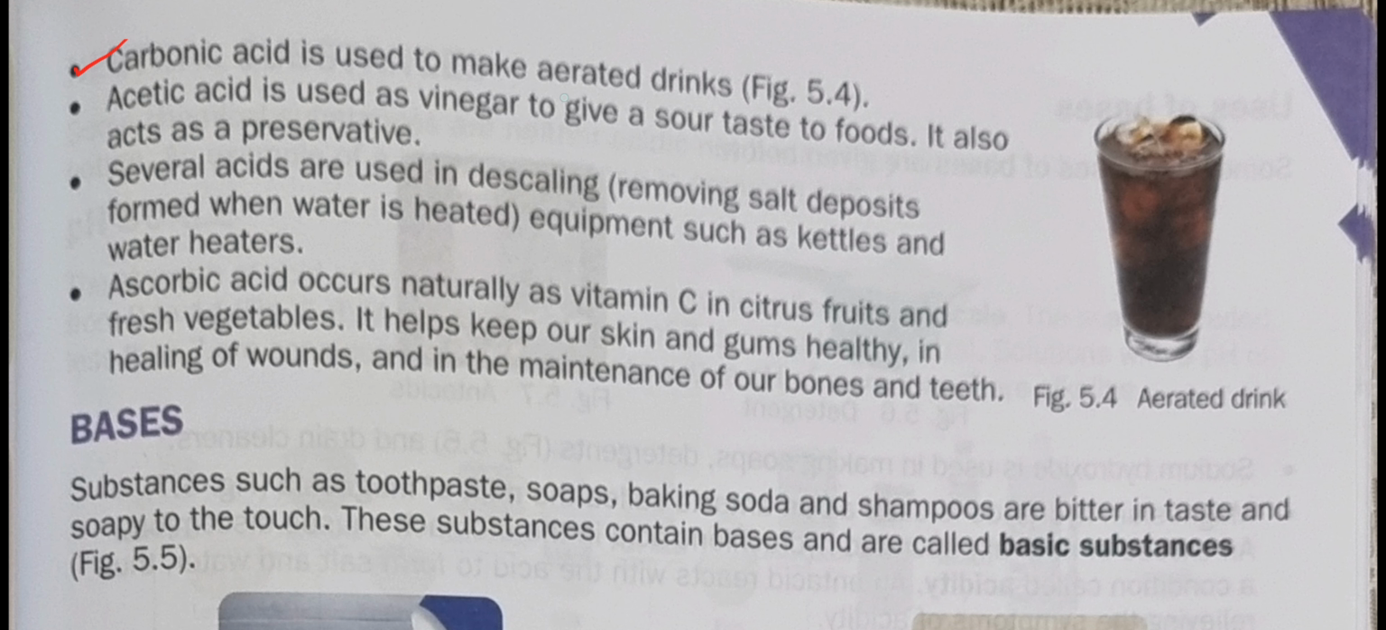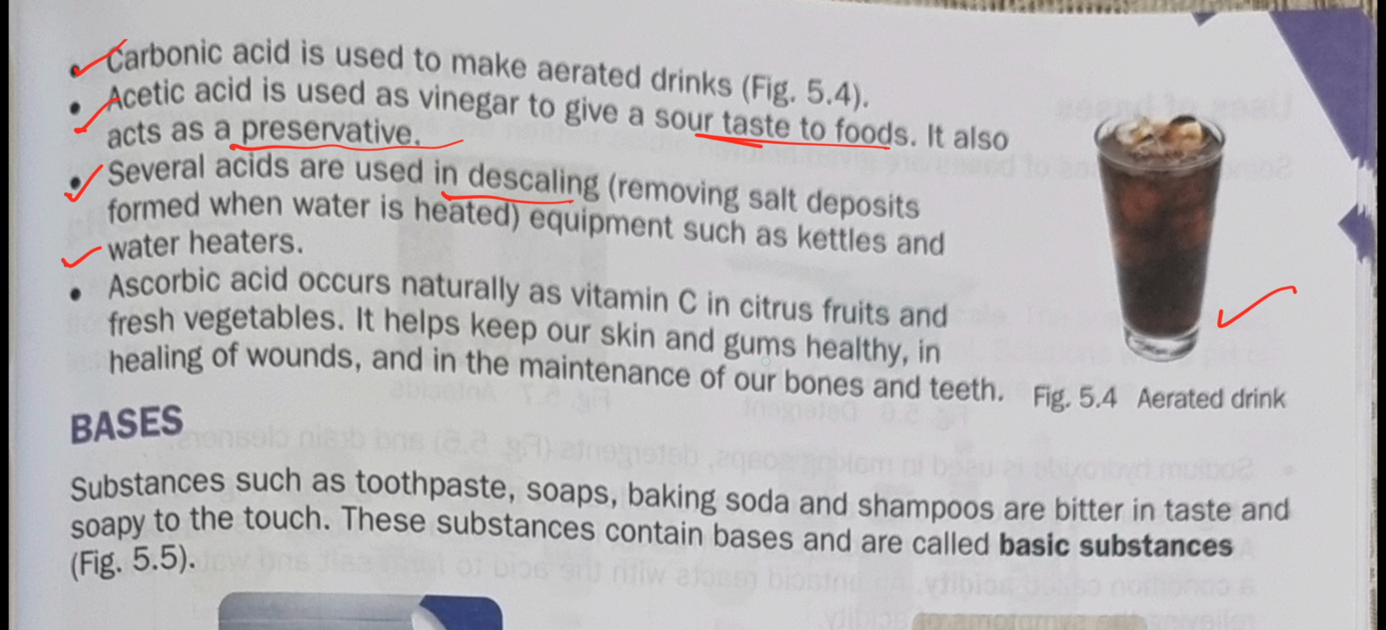Carbonic acid is used to make aerated drinks. You can see in this figure. Acetic acid is used as vinegar to give a sour taste to food. It also acts as a preservative. Several acids are used in removing salt deposits formed when water is heated, in equipment such as kettles and water heaters.